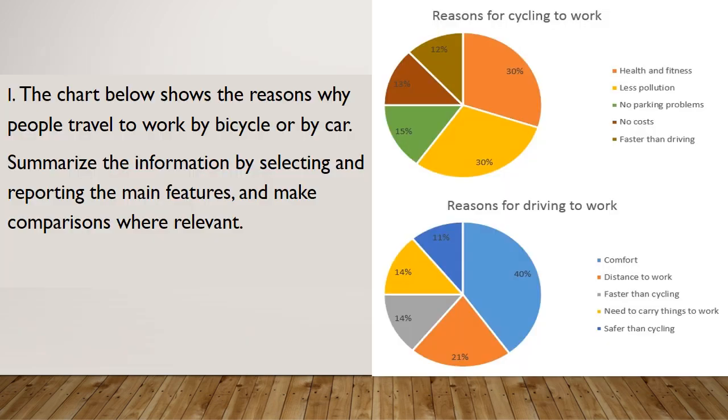Now students, here is an example. The chart below shows the reasons why people travel to work by bicycle or by car. So, two modes to commute are given here. So, summarize the information by selecting and reporting the main features and make comparisons where relevant.